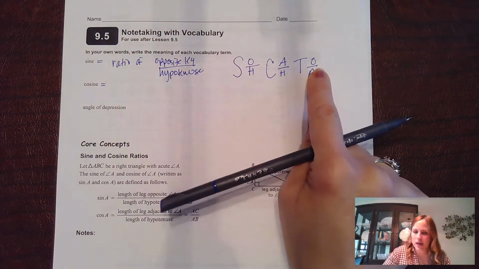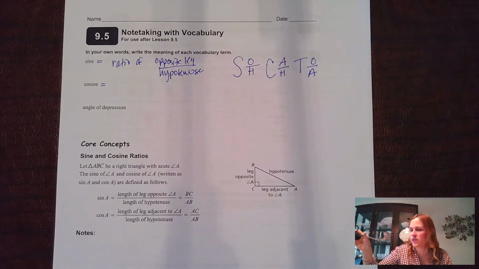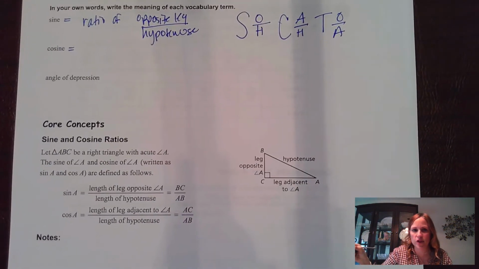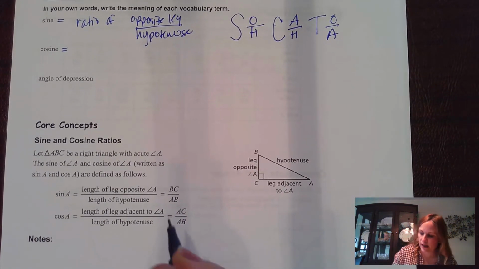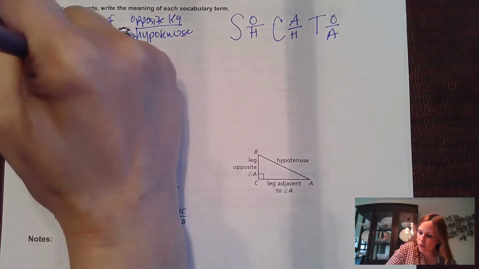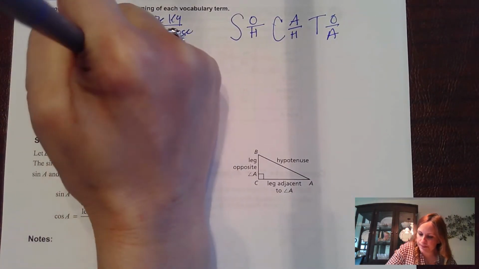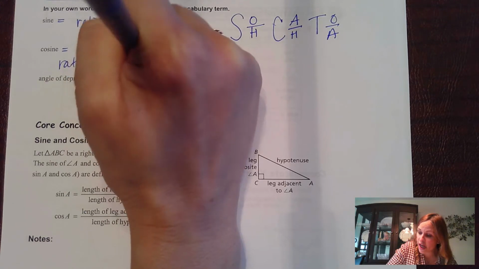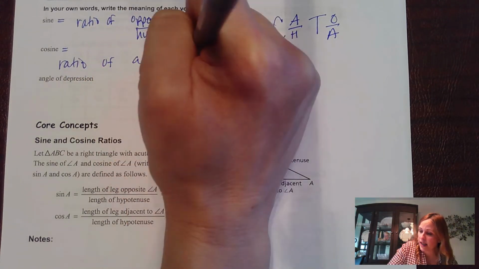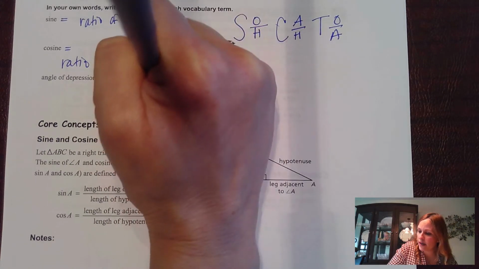If you remember, tangent didn't really deal with the hypotenuse. Tangent dealt with just the opposite leg and the adjacent leg. Cosine is the ratio, and again, that just means fraction, of your adjacent leg over your hypotenuse.